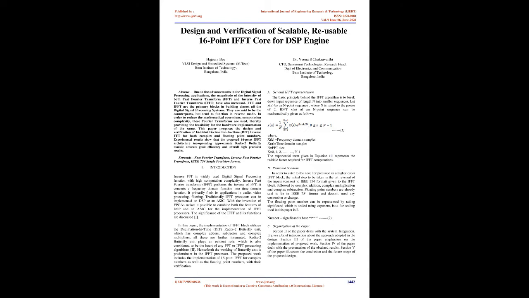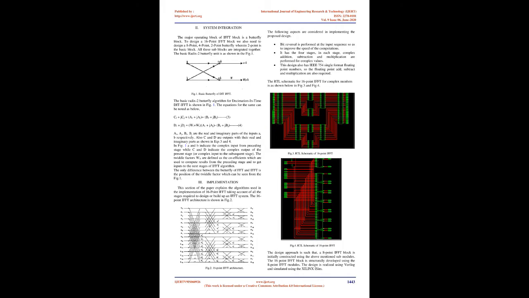Introduction. Inverse FFT is a widely used digital signal processing function with high computation complexity. The inverse fast Fourier transform, IFFT, performs the inverse of FFT. It converts a frequency domain function into a time domain function. It primarily finds its applications in audio, video processing, and filtering. Traditionally, IFFT processors can be implemented on a DSP or an ASIC. The invention of FPGAs makes it possible to combine the features of both DSP and ASIC for the implementation of IFFT processors. The significance of the IFFT and its functions are discussed.